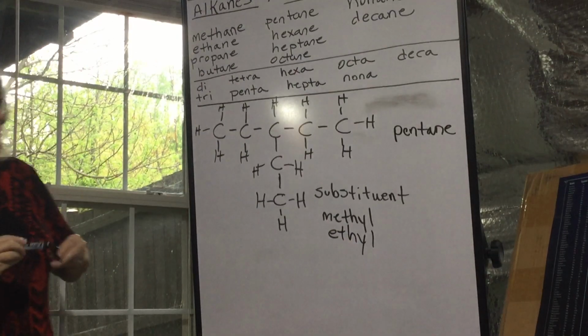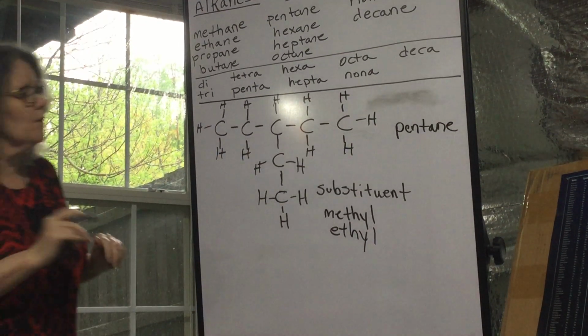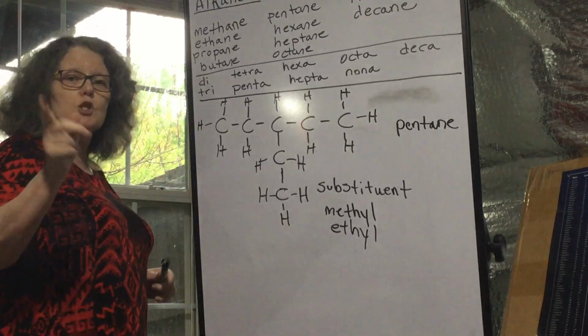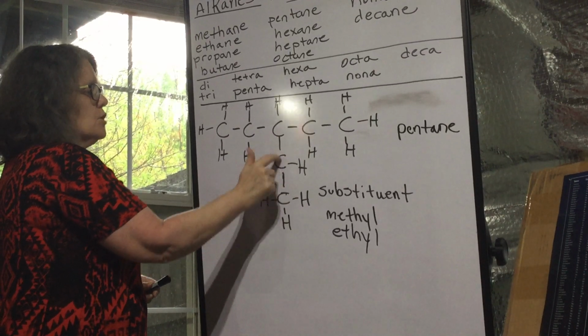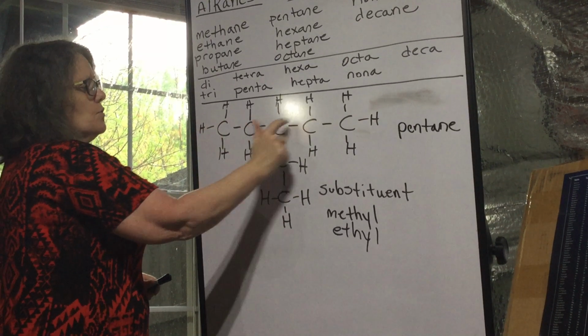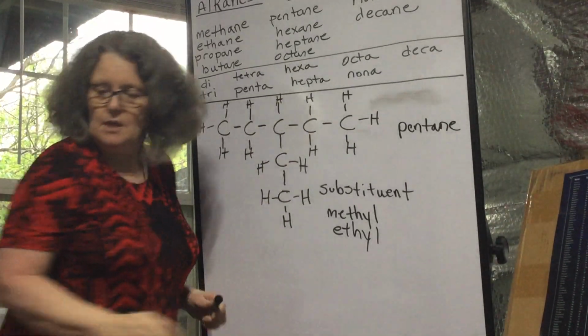Now, I have to make sure I didn't just mess up in my chain. So when you do your count, you're counting the longest chain. Let me show you all the ways you need to count. 1, 2, 3, 4, 5. This is still pentane. That's good.